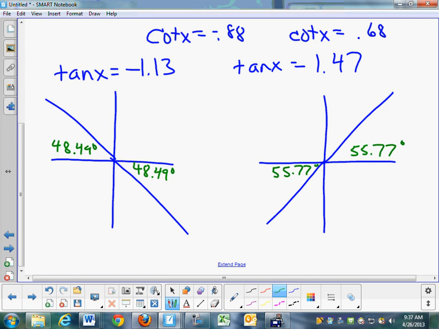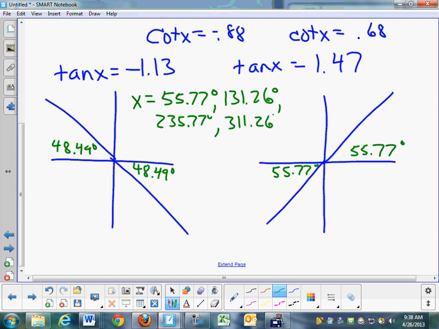So now I can write my angles. I've got x is equal to 55.77. Now, sometimes it's nice to write them in ascending order. So 55.77 would be first, and then this one over here in the second quadrant would be next, 131.26. And then this one would be 235.77. And then this one would be the last. And there you have it.